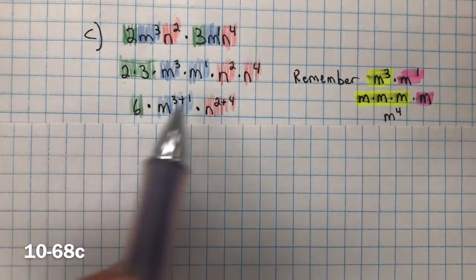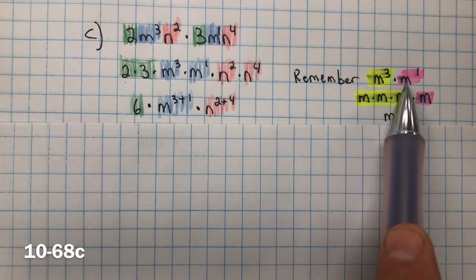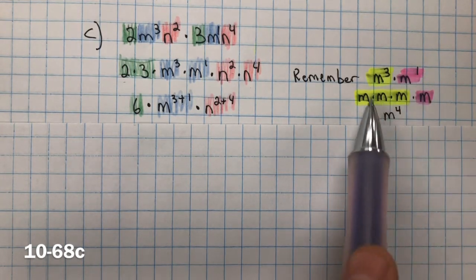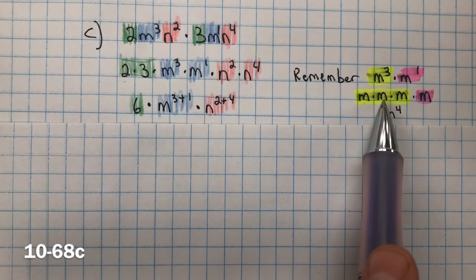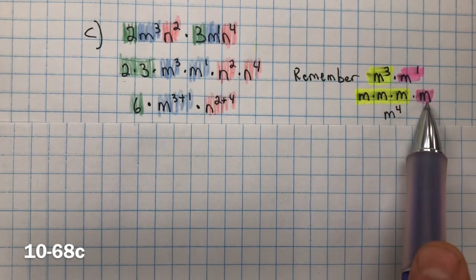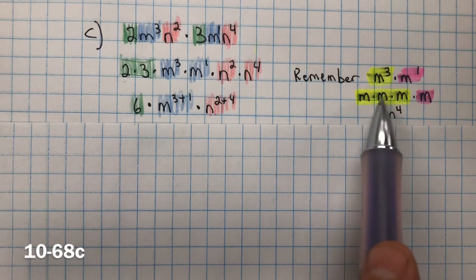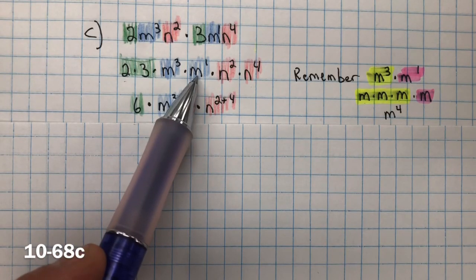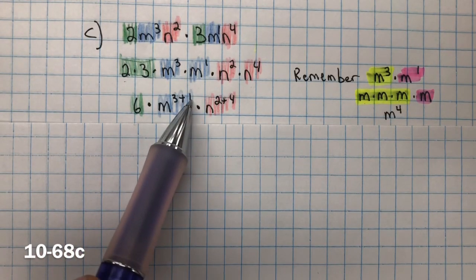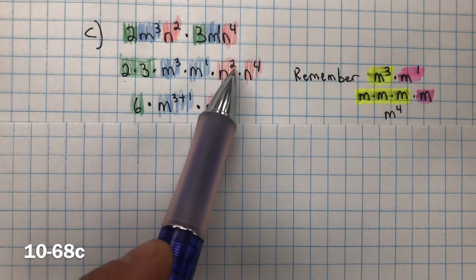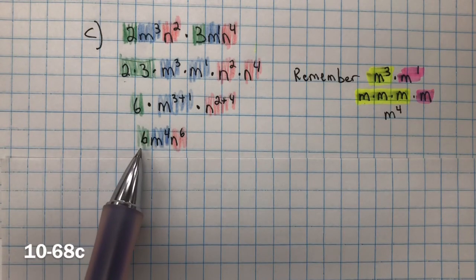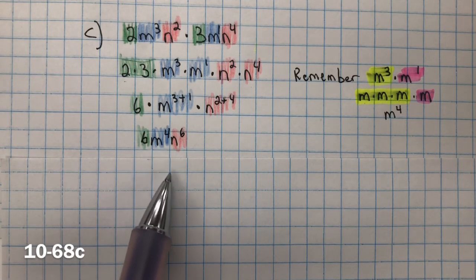So now, if you remember, when you multiply integer exponents with the same base, you add the exponents. And here's an example. M to the 3rd is m multiplied by m multiplied by m, and m to the 1st is m. Well, this is m to the 4th, 1, 2, 3, 4. So we have m to the 3rd multiplied by m to the 1st, so that's 3 plus 1. We're adding the exponents. The n's, same base, 2 plus 4. So we end up with 6m to the 4th, n to the 6th.